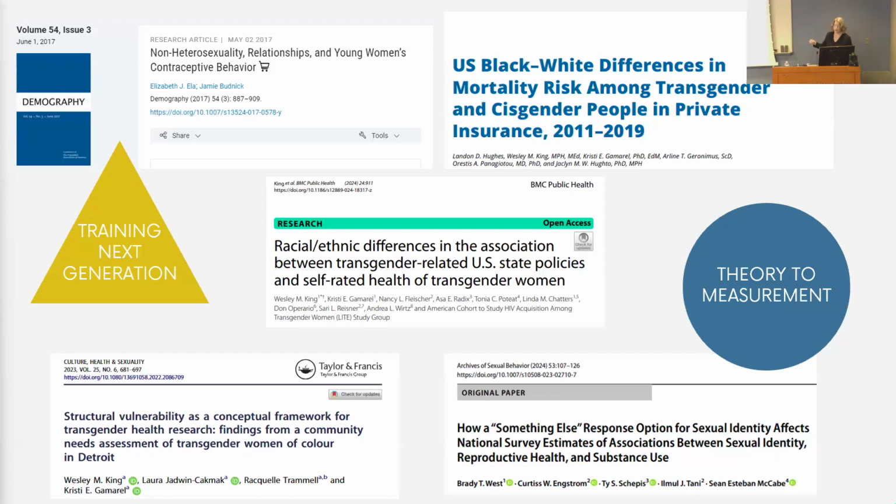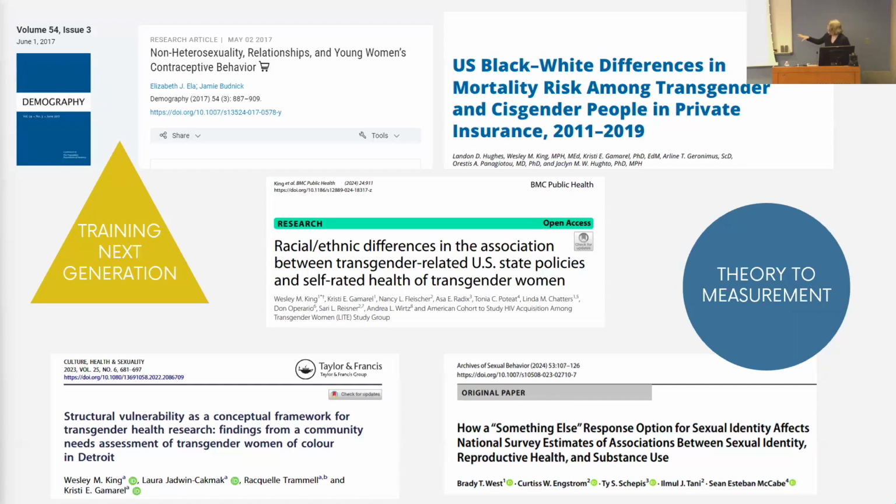In the middle and in the top right of the slide, you'll see two papers that include a current PSC postdoc and one of our colleagues in the Health Behavior and Health Education Department, Christy Gamerel, who is part of our training faculty. They are looking at racial ethnic differences in the association between transgender-related US state policies and self-rated health of transgender women, or Black-white differences in mortality risk among transgender and cisgender people in recent years. They're really breaking ground and finding ways in a difficult data landscape to understand these levels of inequality and equity for multiply marginalized people.